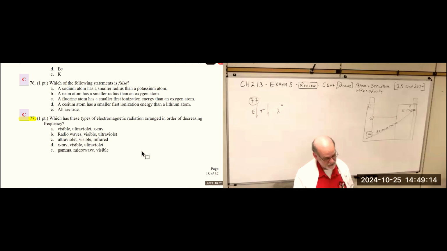So the first one, X-ray, is the highest energy you can get. So that's not it. These don't work because they're jumping back and forth with how long the wavelengths are. It's completely out of order. Radio, visible, ultraviolet, that's going the wrong direction. That's increasing frequency. Ultraviolet, visible, infrared. Yeah, that's decreasing frequency. Yeah, C is a good answer.